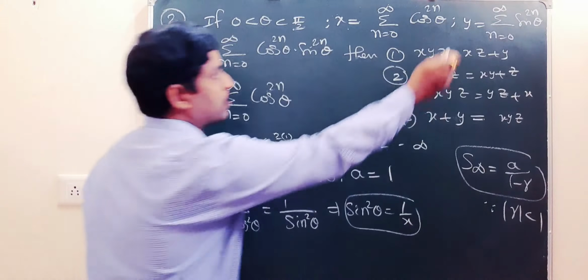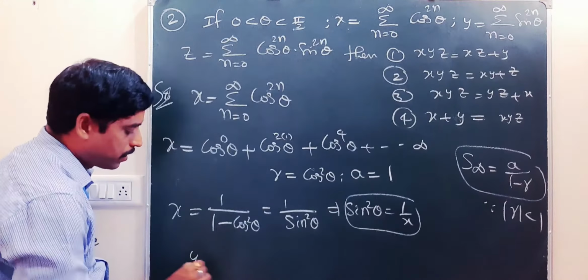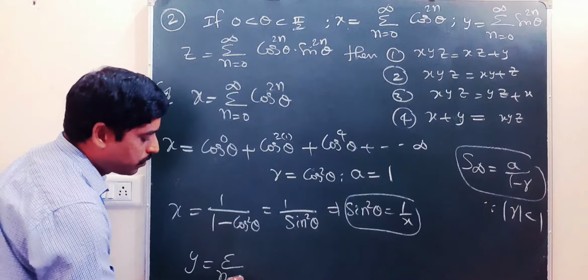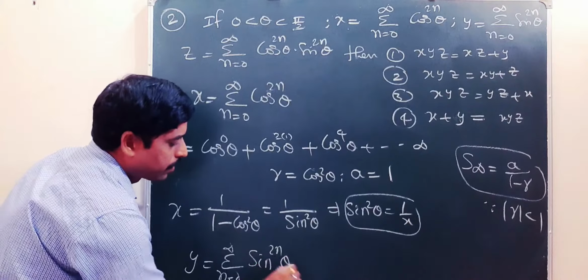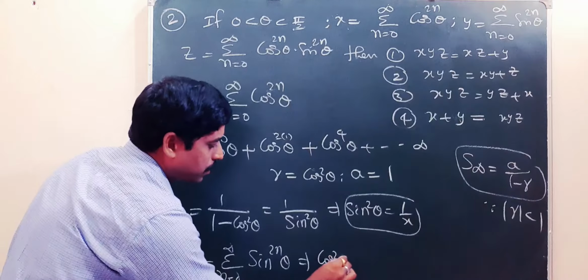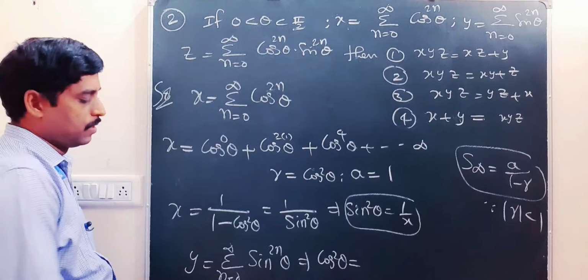Similarly, so Y value what is given? Y is equal to summation n equal 0 to infinity sin to the power 2n theta. That implies cos square theta is equal to 1 by Y.